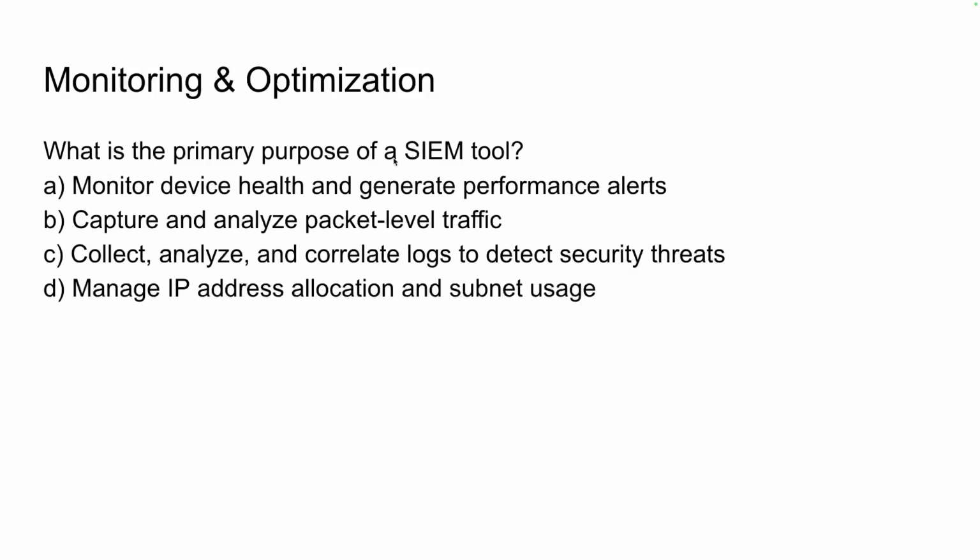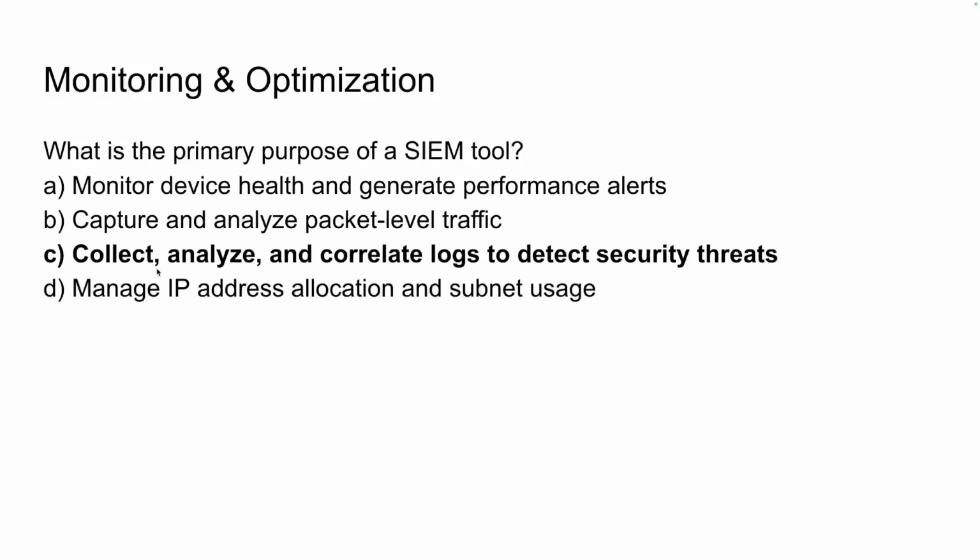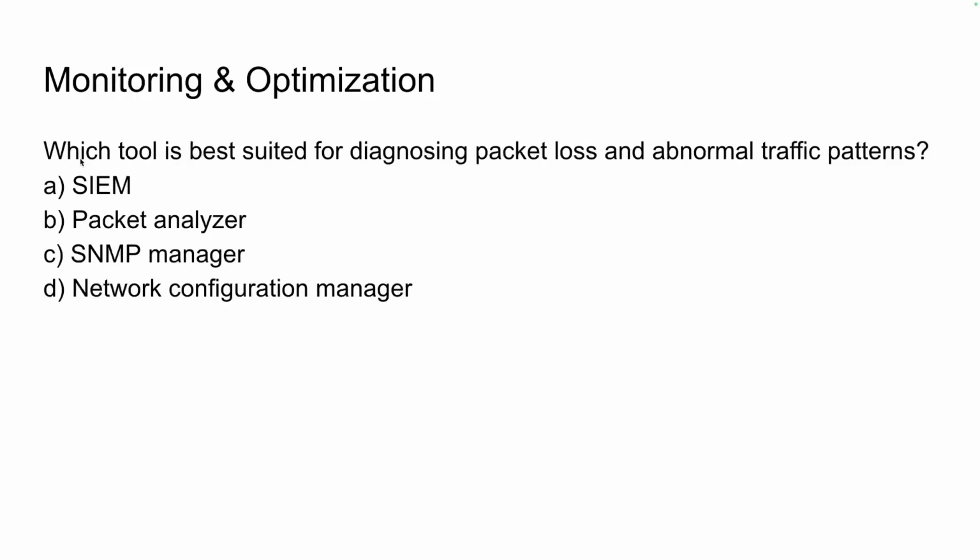What is the primary purpose of a SIM tool? To monitor device health and generate performance alerts, to capture and analyze packet-level traffic, to collect, analyze, and correlate logs to detect security threats. That would be my answer. Manage IP address allocation and subnet usage. Collect, analyze, correlate logs. Yeah.